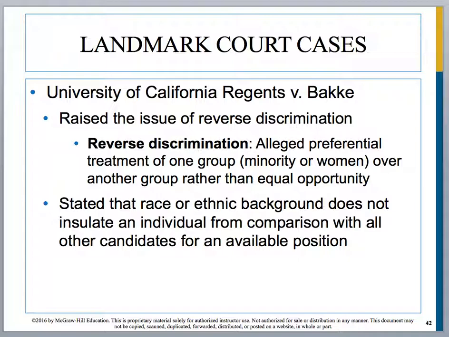He then sued the school, alleging that the school had a special two-track admission system that violated the Civil Rights Act of '64. So he raised the issue of reverse discrimination that alleged that there was preferential treatment of one group, which was minorities and females, over another group rather than equal opportunity. June 28, '78, the Supreme Court ruled in a 5-4 decision that Alan Bakke should be admitted to the medical school at UC Davis and found that the school's two-track admission system was illegal. However, by another 5-4 vote, the court held that at least some forms of race-conscious admissions procedures are actually constitutional.